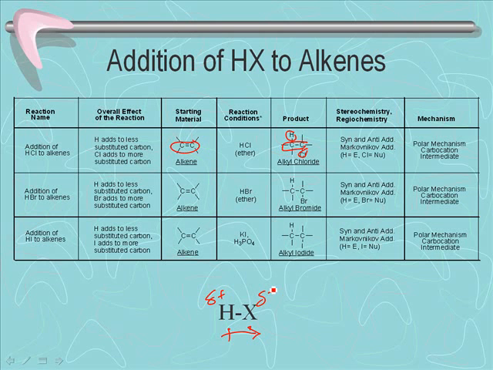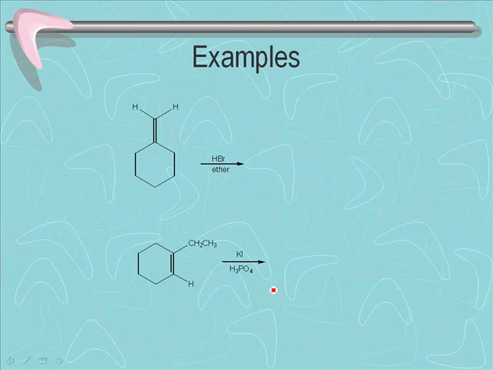So according to Markovnikov's rule, the H, the electrophile, would end up going to the less substituted carbon. And the halogen, chlorine, bromine, or iodine, will end up on the more substituted carbon. We'll understand the mechanism of this reaction and the origin of the syn and anti-addition observed in this reaction as we look at the mechanism. Let's first start with some examples.